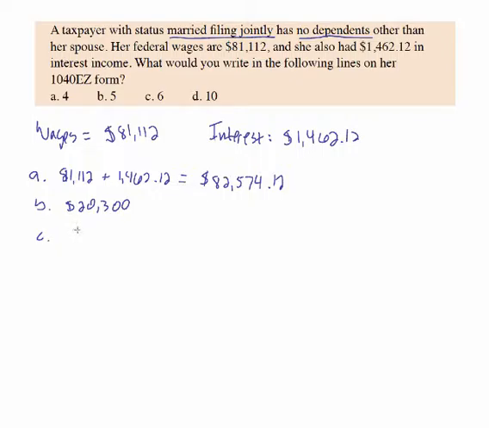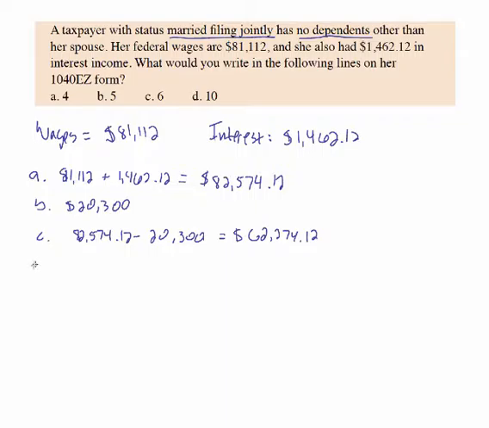Box 6, subtract line 5 from line 4. Okay, well, let's see. We just found that line 5 is $20,300 and that line 4 is $82,574.12. So there's our answer, or at least how to find it. $82,574.12 minus $20,300. And that is the taxable income, and that works out to be $62,274.12.